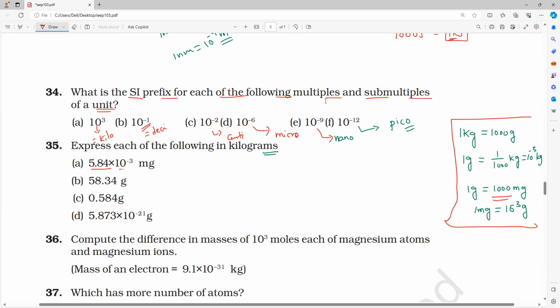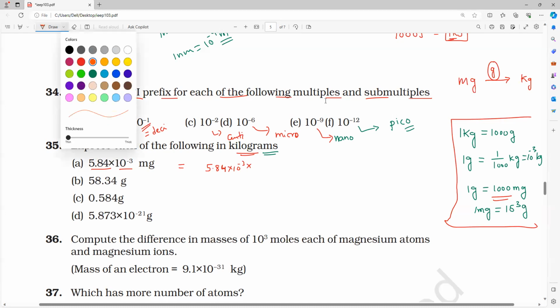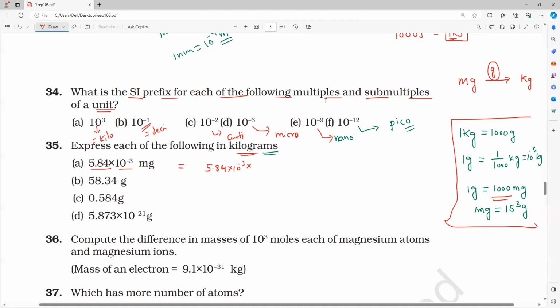So 5.84 into 10 power 3 milligrams, we have to convert into what? Kilograms. Let us find that relation also. Now see how to find. First I'll write 5.84 into 10 power minus 3 into milligrams to kilograms. We cannot do it directly, so there is something in the middle. What is that? Grams. So milligrams to grams, grams to kilograms. 1 milligram equals 10 power minus 3 gram. 1 gram is equal to 10 power minus 3 kilogram.